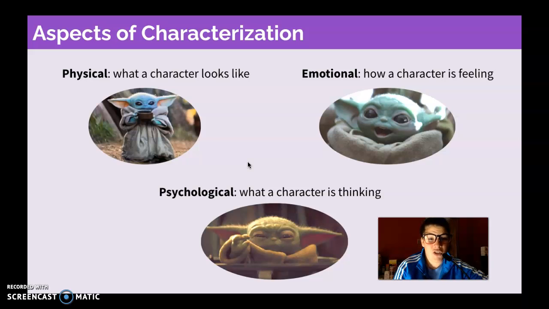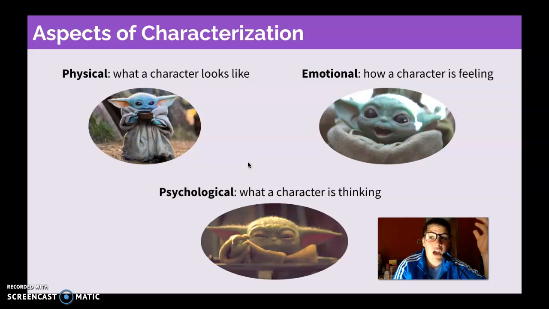Aspects of characterization. There are three major things when we're looking at the aspects of a character, especially a fictional character, because we really don't know them unless we read about them. One is, what do they physically look like? How are they emotionally built? Like, how is the character feeling throughout the book? Does that emotion change throughout the book? And what is the character thinking?